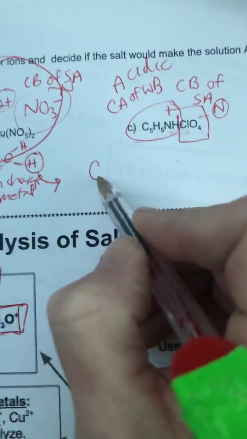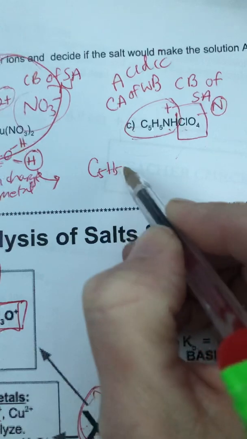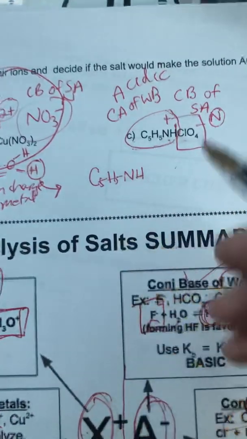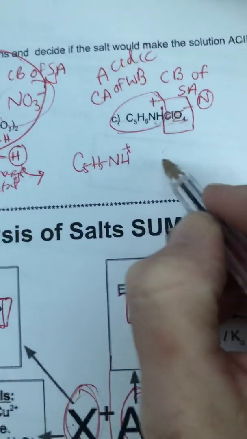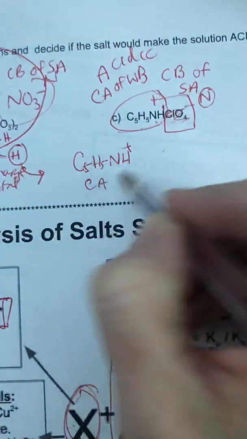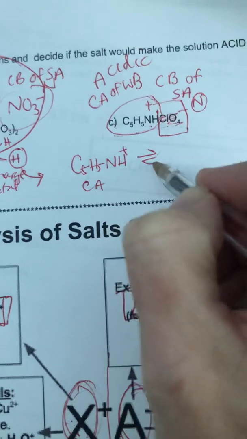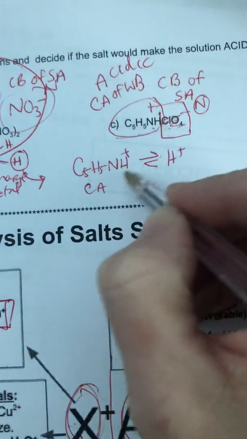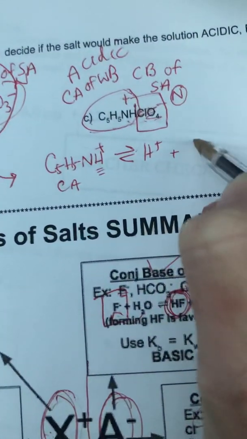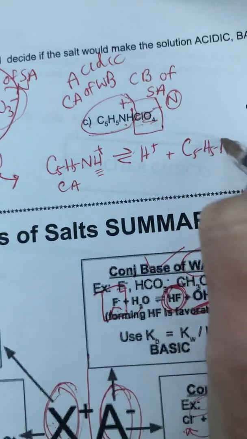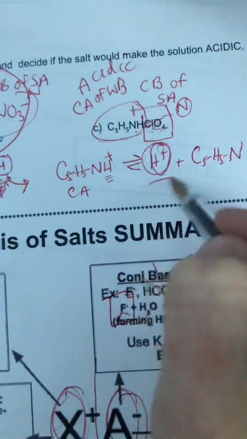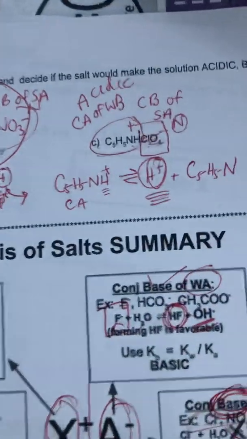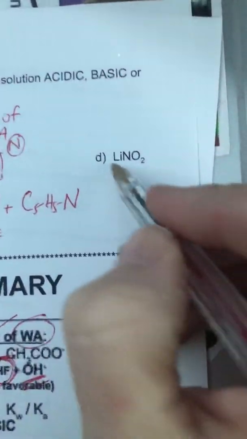Now, in terms of writing out that reaction, remember, you just look at the ion that's actually hydrolyzing. So I'm going to ignore all this. This guy's acting as a conjugate acid, right? So it's going to do what acids do, and it's going to break off that H plus, this guy right here. And then what's left? C5H5N. Okay, so there you go. It produced H plus in solution. So there's your acid.